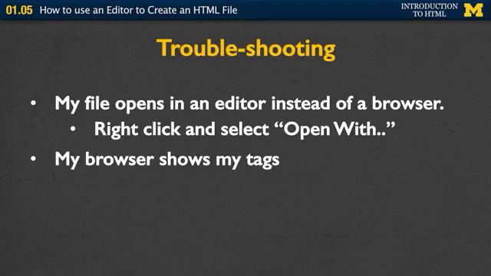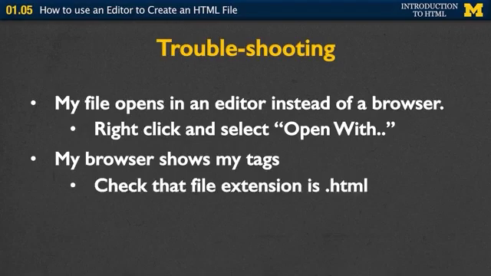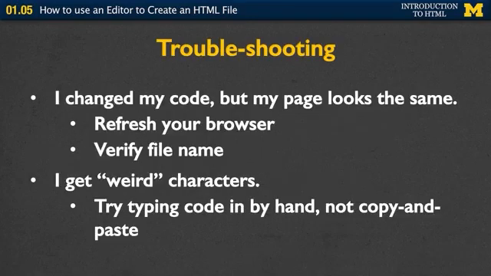Another issue that happens quite a bit is that when you open up your file, instead of seeing a nicely formatted web page, you actually see all of your tags. When that happens, you need to check your file extension and make sure that it says .html and not something like .text or .rtf. Another issue is that you change your code, but your page looks exactly the same. There are two reasons that this tends to happen. One is that you have to refresh your browser. This just means you reload the contents. The second thing that happens quite often is that you forgot to verify your file name.